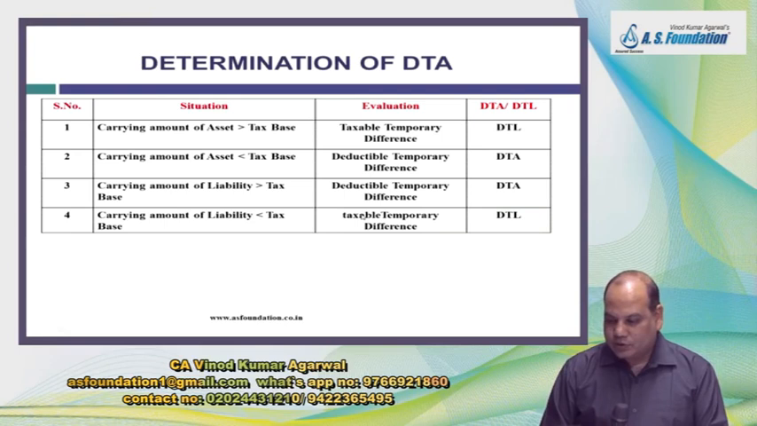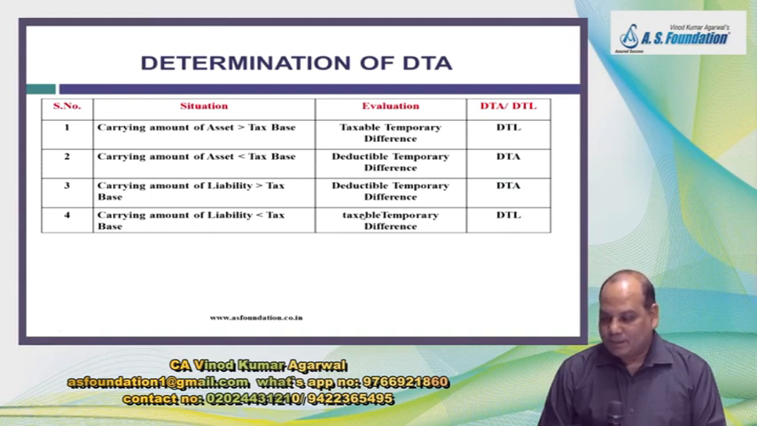Second point, right? CA less than TB will be DTD, which gives rise to DTA. Then write down, for a liability, CA greater than TB gives DTD, giving rise to DTA. Carrying amount of liability less than tax base is TTD.